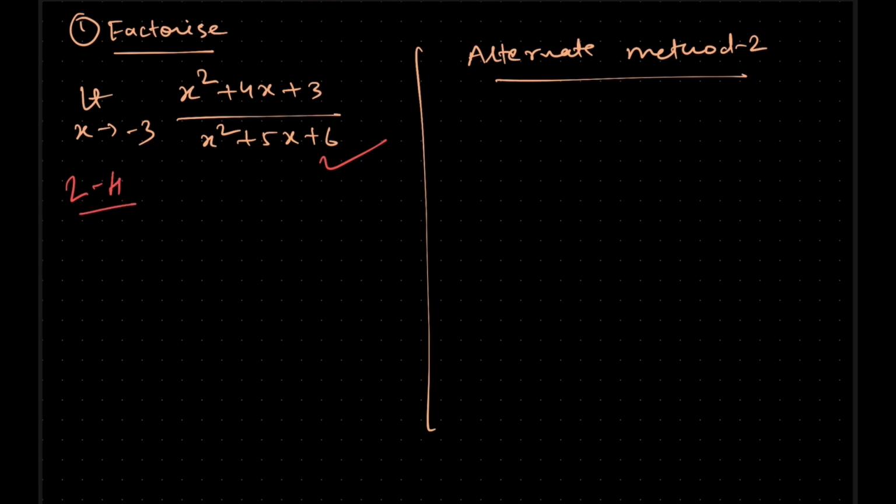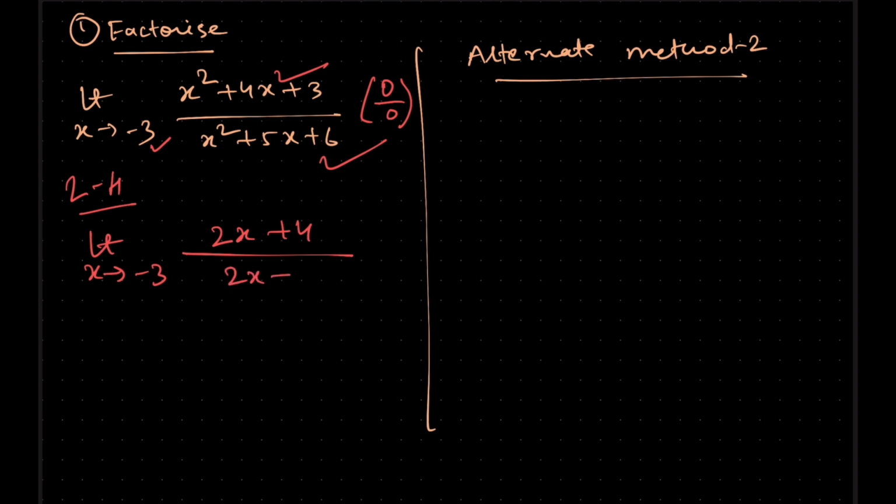Here you can see that when you put minus 3 in this polynomial, you will get 0 by 0 form, so here you can use the LH rule. In the LH rule, we keep on differentiating the numerator and denominator until we get a determinate value. If you differentiate the numerator, you get 2x plus 4, and if you differentiate the denominator, you get 2x plus 5. Again put the value: minus 6 plus 4 by minus 6 plus 5. This time you are getting a determinate value. So the numerator is minus 2 and the denominator is minus 1. Minus 1 will get cancelled, so 2 is the answer.